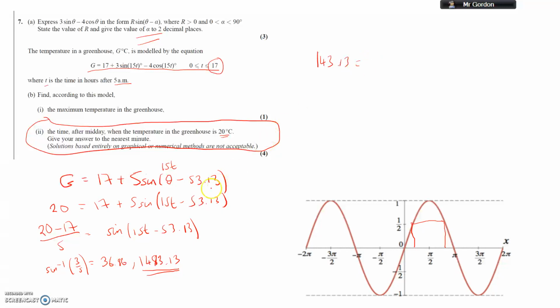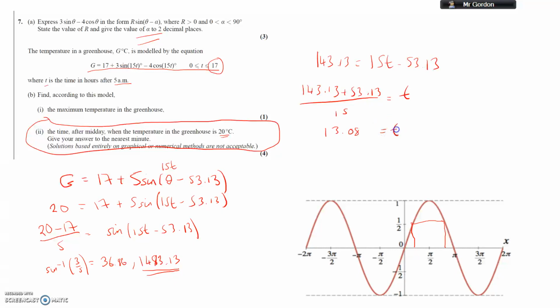143.13 is equal to the rest of this, which we haven't used yet: 15t minus 53.13. And obviously I'm trying to find t, isolate t. So let's write out what this would be: 143.13 plus the 53.13 divided through by the 15. That's going to give me t. Work that out on a calculator, and you should get 13.08 as your t value.